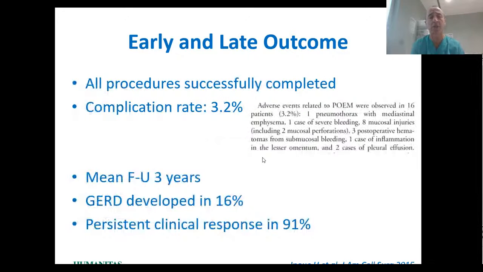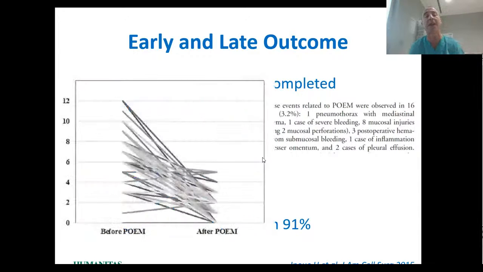So complication rate quite low, 3.2, mean follow-up 3 years. They reported 60% of GERD and persistent clinical response in 90% of the patients. It is a nice graphic showing the significant improvement in the dysphagia Eckardt score after POEM.